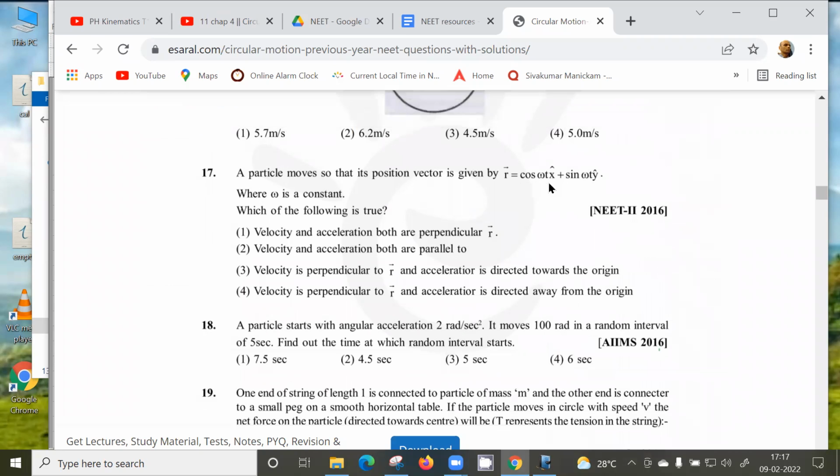This is uniform circular motion. Is it clear? Omega is constant. So which of the two is true? V and acceleration are perpendicular. This is true. V is perpendicular to R and acceleration is directed towards the origin. V is perpendicular to R, that is true, and acceleration is towards the origin, this is also true. V is perpendicular, acceleration is directed away from the origin. So 3 is also true. No, both are perpendicular to each other. So option 3 is true.